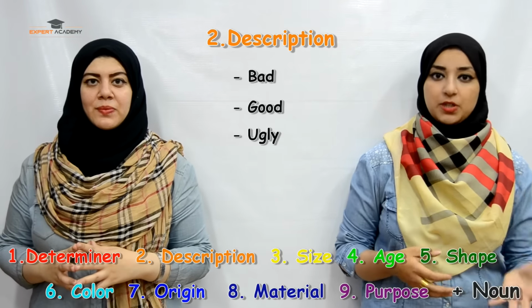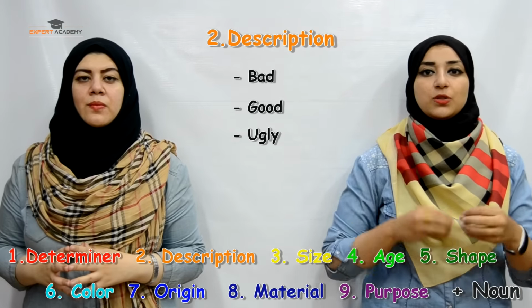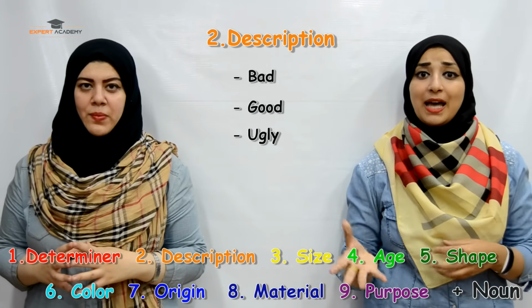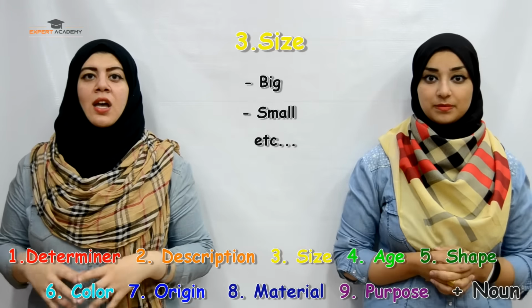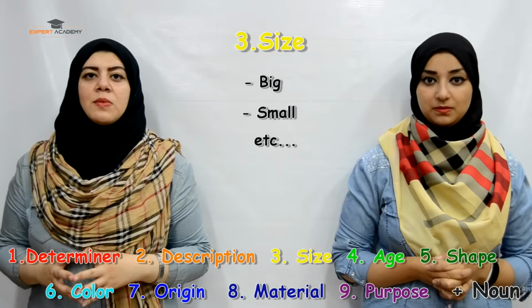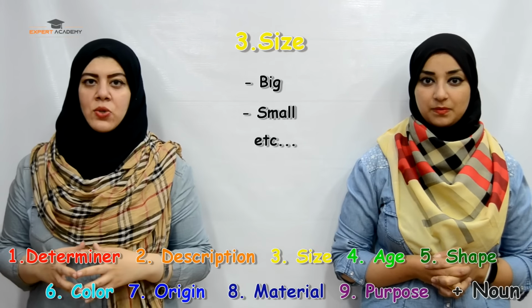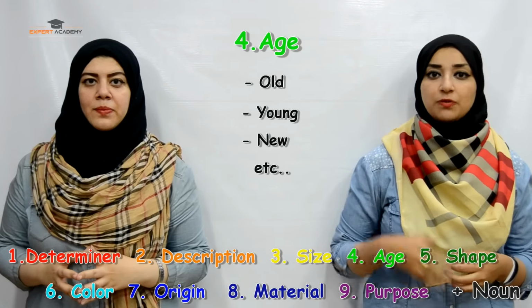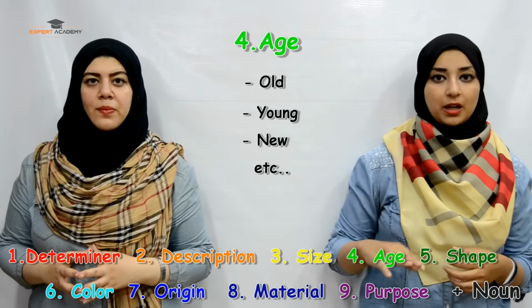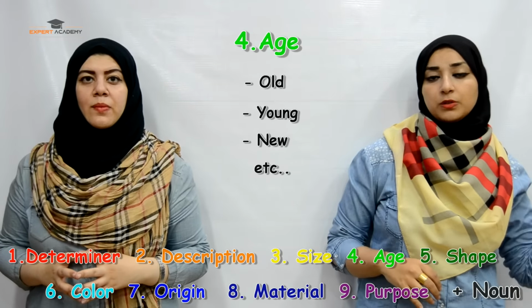And here's the description. The description is any adjective that we use to describe people, right? Bad, good, ugly. Third is the size. Size means to give the size of someone or something like big and small, etc. Fourth, the age. And age for people like old or young, and age for things like old or new.